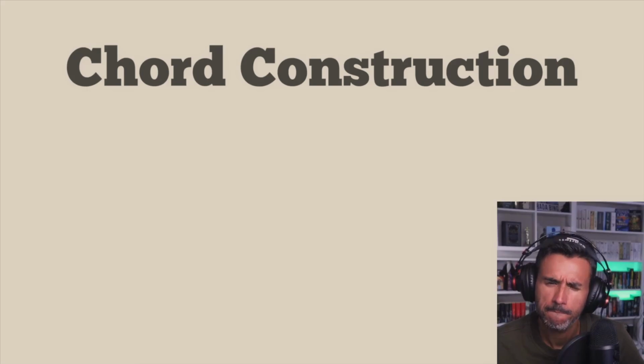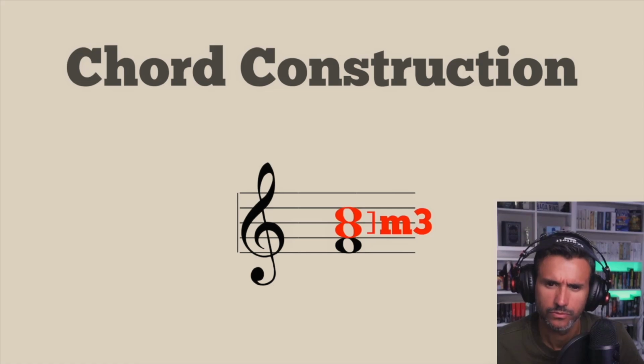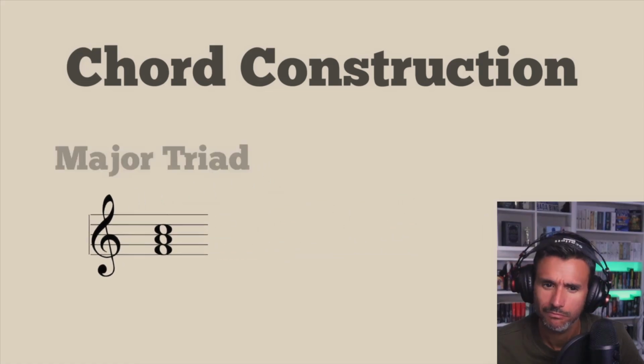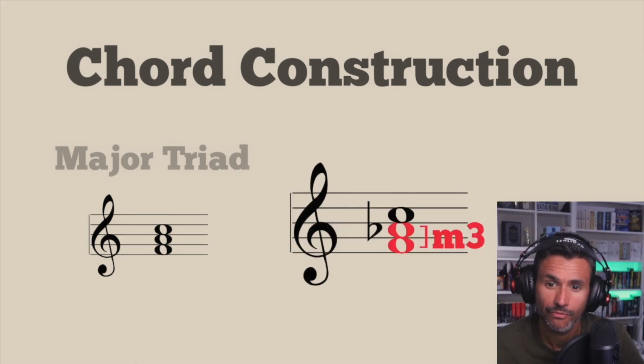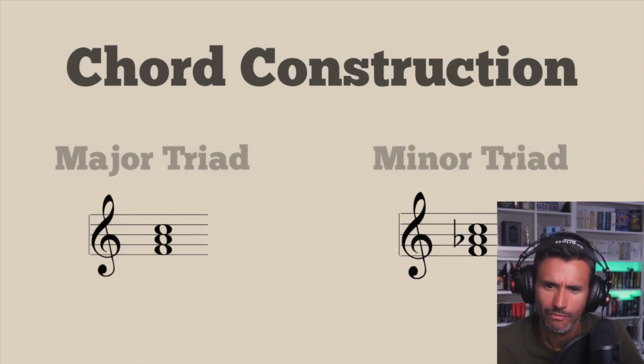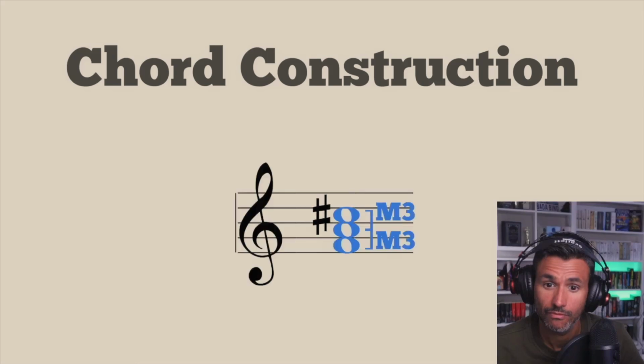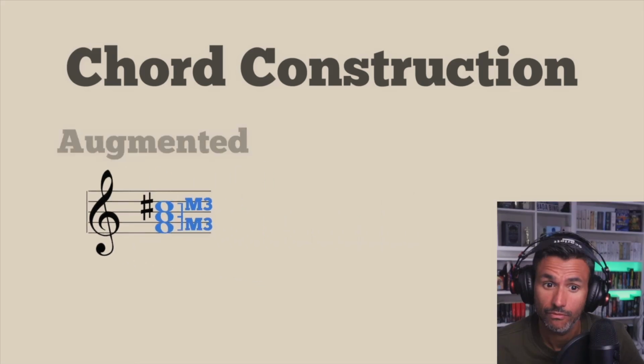Chord construction. The stacking of 2 third intervals produces triads. A major triad has a major third on the bottom and a minor third on the top. Between the 2 outer voices is a perfect fifth interval. A minor triad is just the reverse. It has a minor third on the bottom and a major third on top. The augmented triad is 2 major thirds stacked, and the diminished triad is 2 minor thirds stacked.